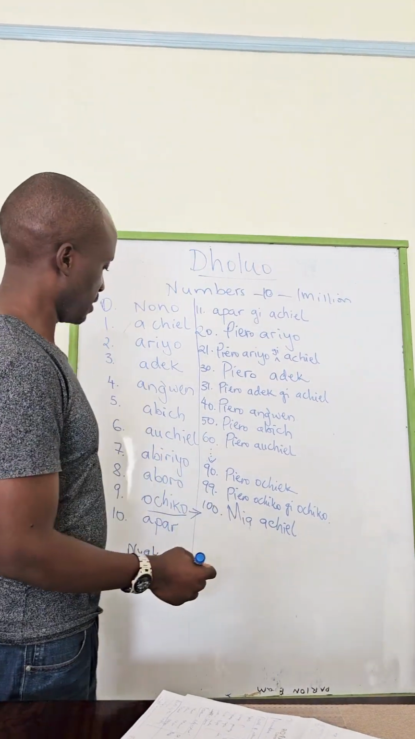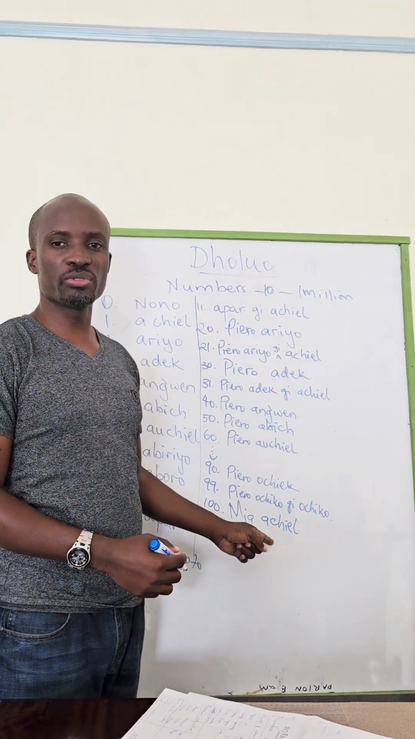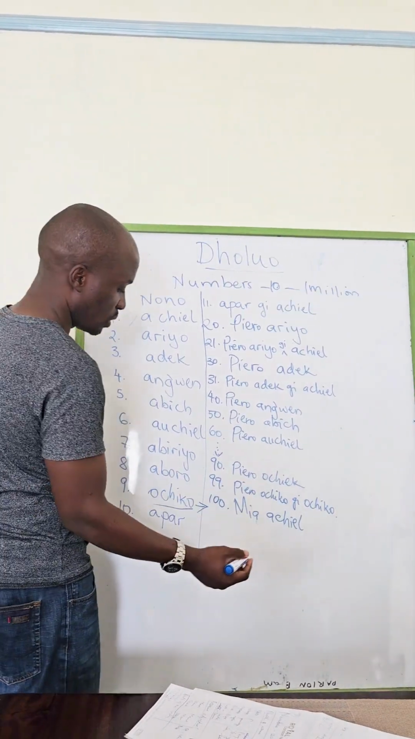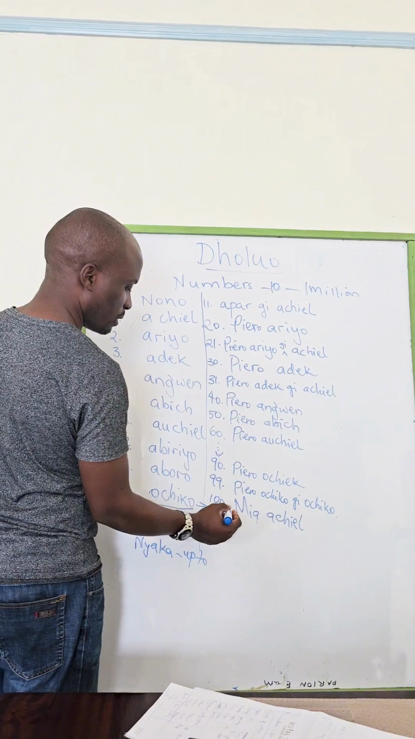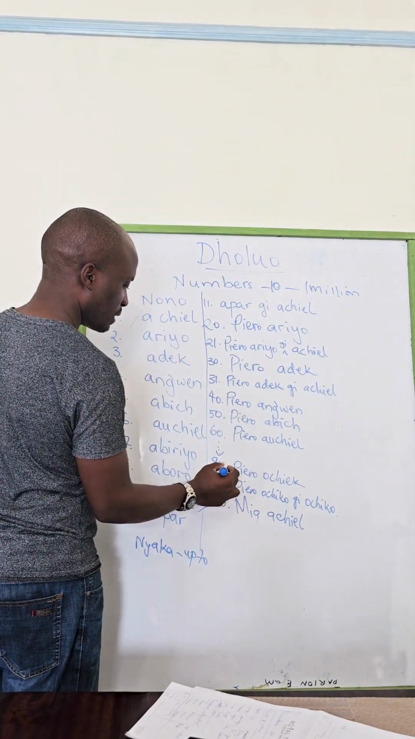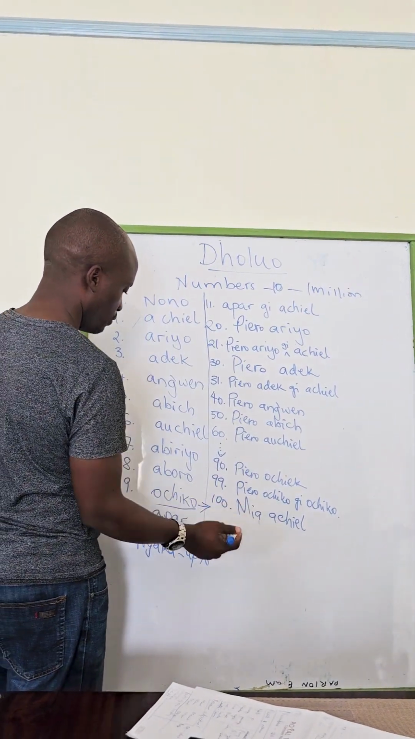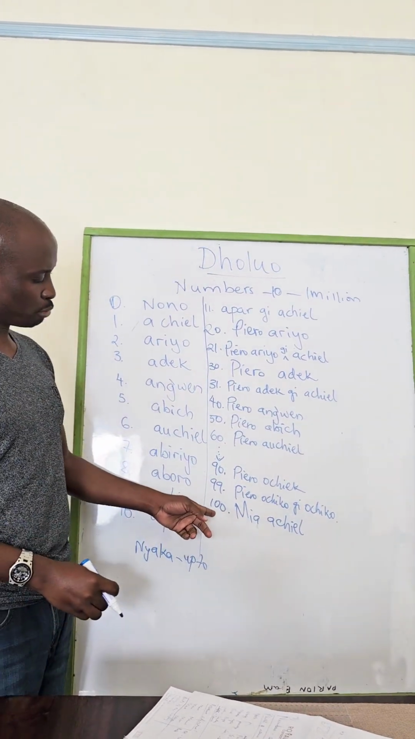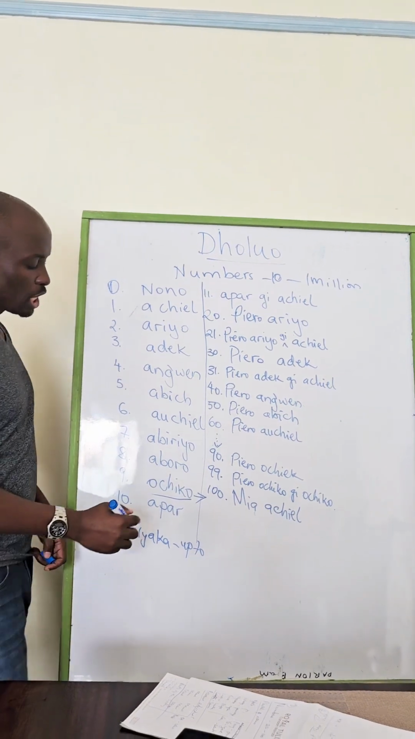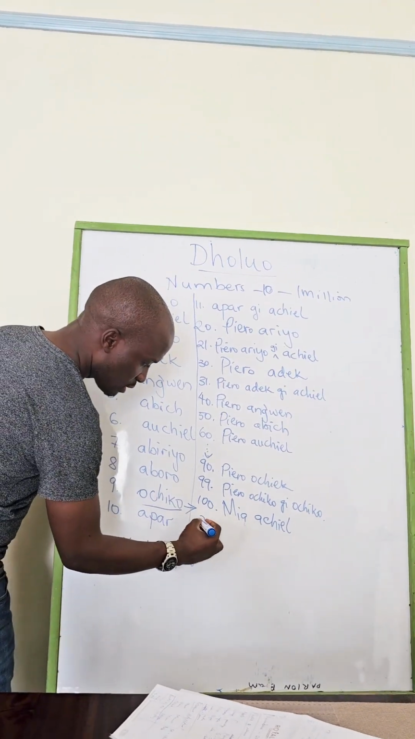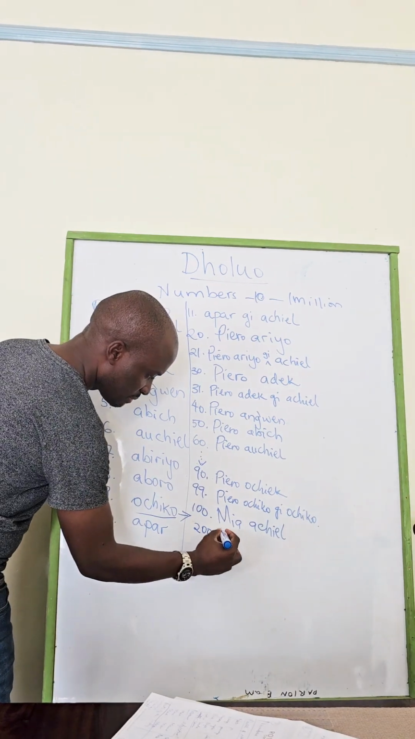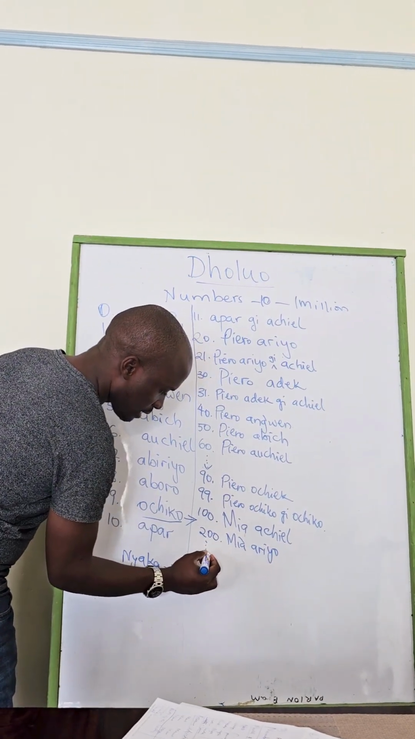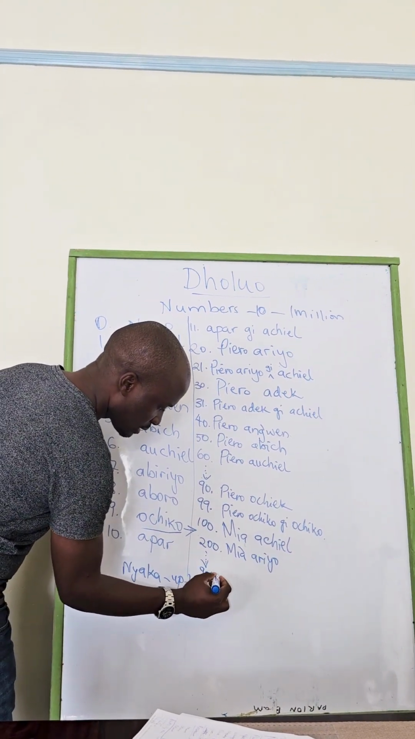Mia, this is borrowed from Kiswahili. Mia achiel. Those who know the original word for it in Dholuo will say, even me I don't know. But we borrowed this from Kiswahili, so it's mia achiel. Again, you do 100 up to, you will keep saying mia achiel. What is 200? Miario.